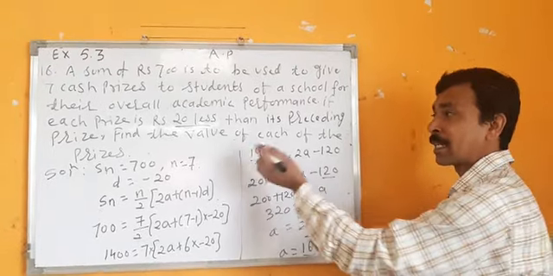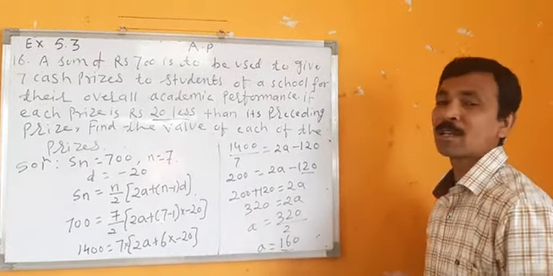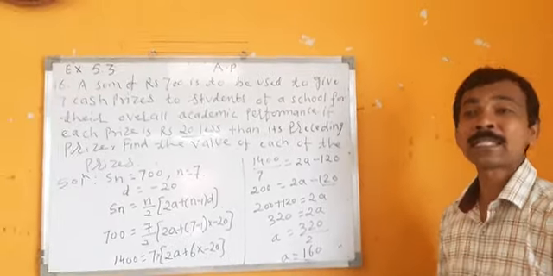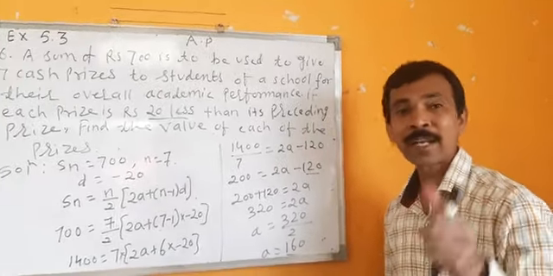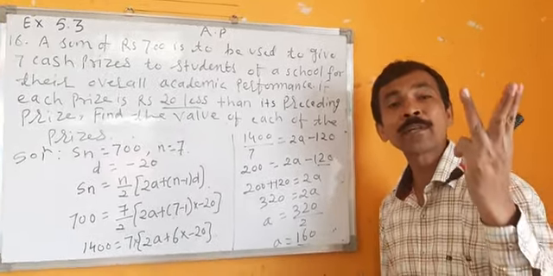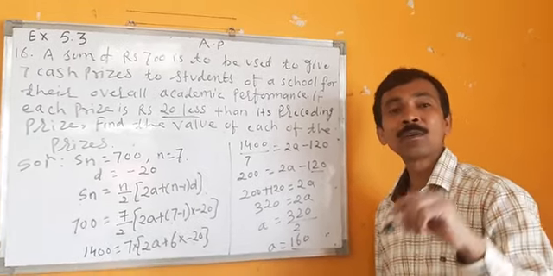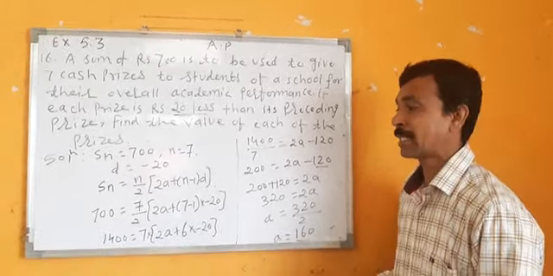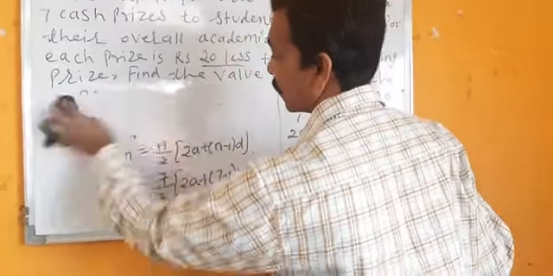But the question says to find the value of each of the prizes, and there are 7 cash prizes. So we have got A1. We have to find now A2, A3, A4, A5, A6, A7. Then only there will be 7 cash prizes. So I will write here.